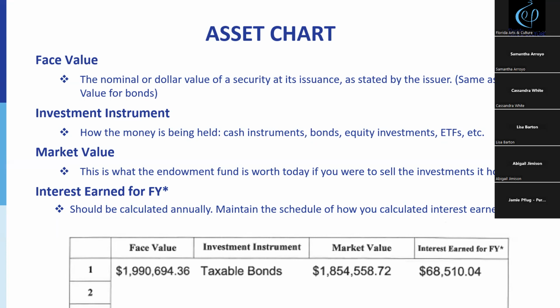The market value, which is what the endowment fund is worth today if you were to sell the investments it holds. The other number we ask for is the interest earned for the fiscal year. This should be calculated annually. Maintain the schedule of how you calculated interest earned.